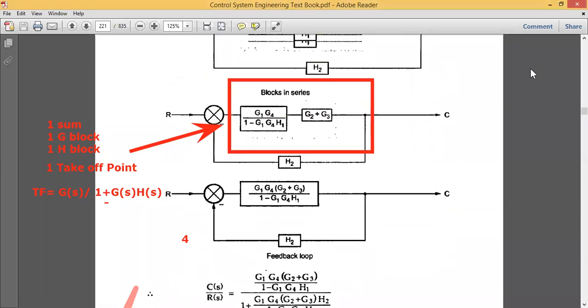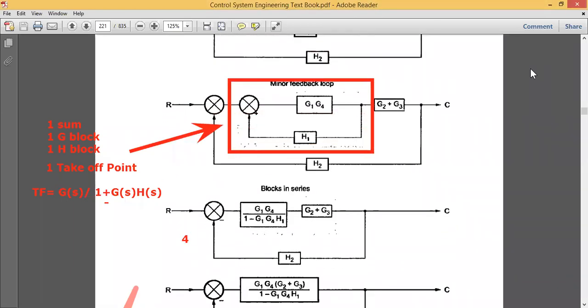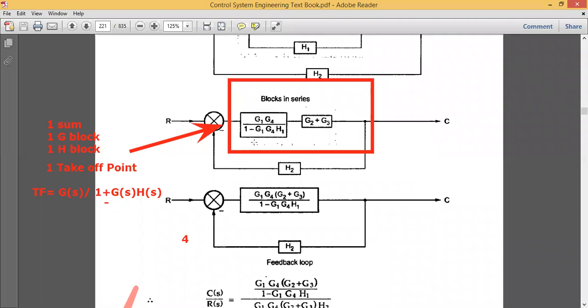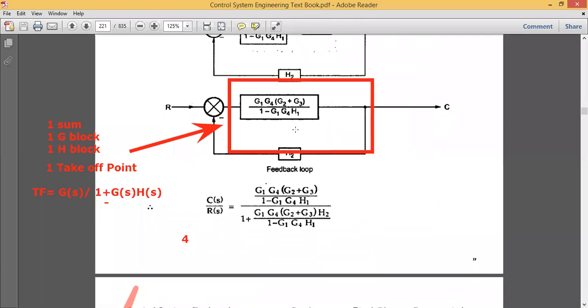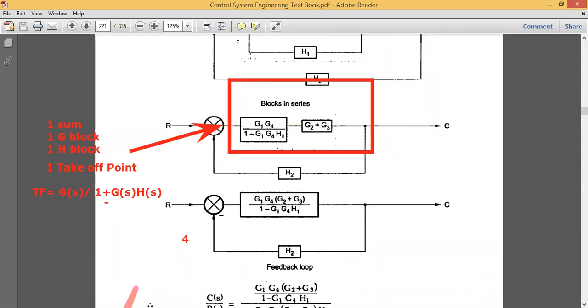Once I do that, this summing block will vanish. This whole block will vanish. And this will come in series with G2 and G3. You can see here that these two are now in series with each other. If two blocks are in series, what should I do? I should go for multiplication, right? So you can see in the below diagram. Just see here, G1 into G4 was the earlier block.